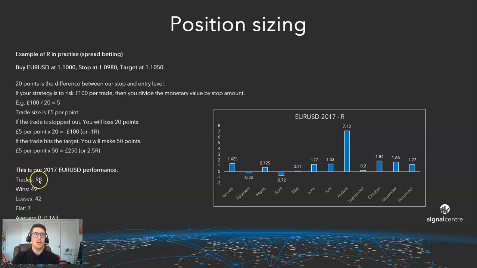As you can see, we've traded 98 times, and over the course of a month, this is a month-by-month breakdown. So we made 1.4R in January, lost 0.72R in April, had a bumper month in August of 7.13R. But the key is we're looking to keep our gains above, obviously, naught. So we made 1.4R, so however many trades we placed in January, we only ever risked 1R per trade, but we're trying to make multiples of R on the outcome.